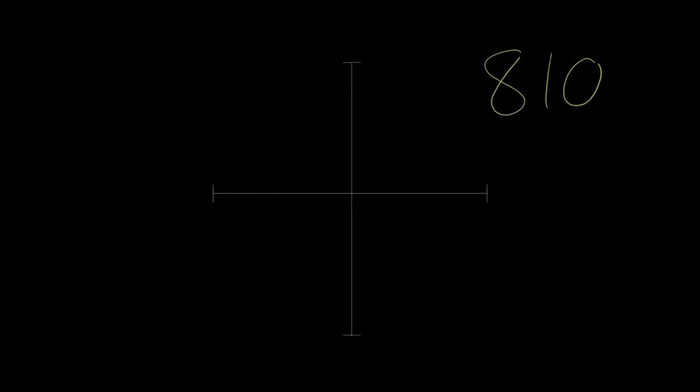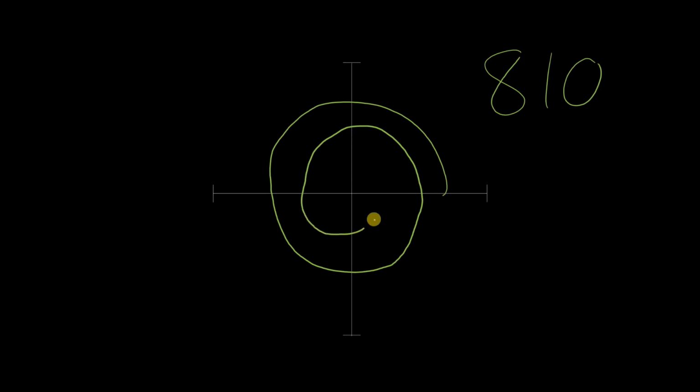The same works with 810 degrees. We have 810 degrees. We can go around the circle once, 360 twice, 720, and then if we stop there, we can only go another 90 degrees to get 810 at this point here, which means that our coordinate is 0, 1.